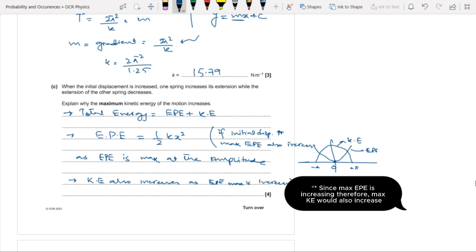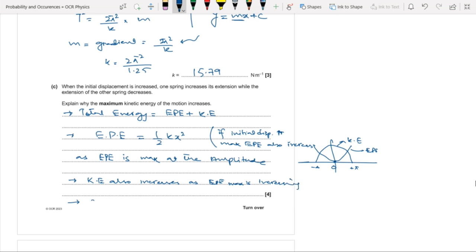And also we can say that the maximum velocity, which is given by the equation omega a, and since the amplitude is increasing, the velocity max is increasing, and therefore we can say that the kinetic energy max also increases. So these are some intuitive points. We can mention them one by one.